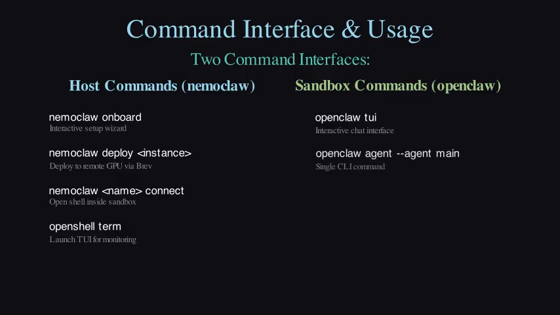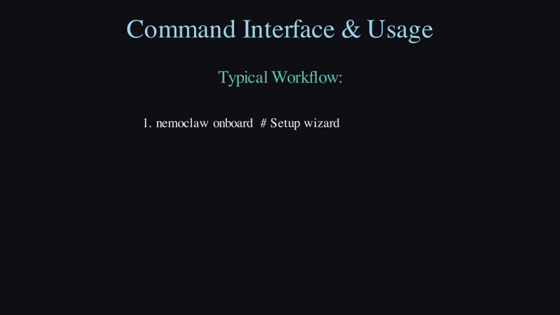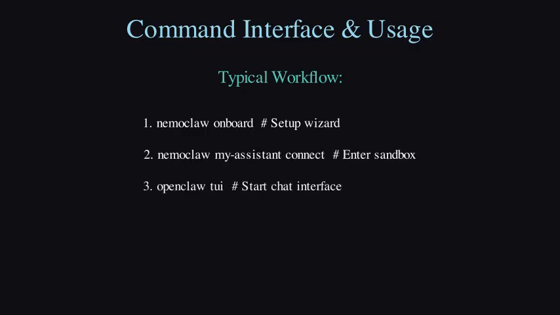You can use NemoClaw deploy with an instance name to deploy to remote GPU instances through Brev. The NemoClaw connect command opens an interactive shell inside your sandbox, while OpenShell term launches the OpenShell TUI for monitoring and approvals. Inside the sandbox, you interact with your agent using OpenClaw TUI for an interactive chat interface, or OpenClaw agent with specific parameters for single CLI commands.